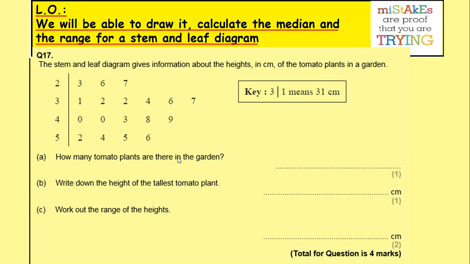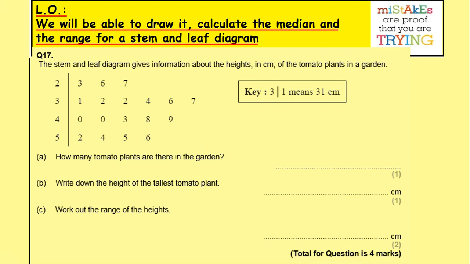To find out how many of them, you count the numbers which are on the leaf. If you count them all together, it gives you 18. So 18 tomato plants. Write down the height of the tallest tomato. The tallest one will be, because the numbers are in order, the largest with the stem, which is 5, and the last on the leaf, so it's 56 centimeters.